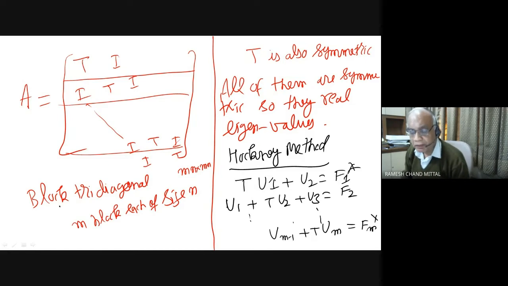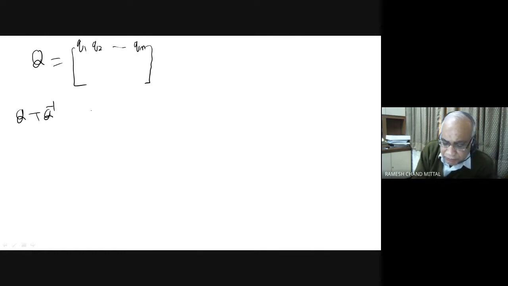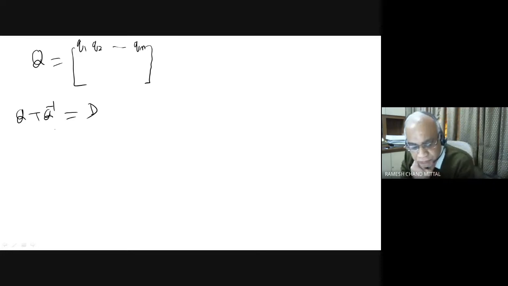This is my system. Now suppose I know the eigenvalues and eigenvectors of T. Then, as you know, the matrix of eigenvectors is denoted as Q, whose column vectors are Q1, Q2, up to Qn. Q is an n by n matrix, Q1 is the first column, Q2 is the second column, and Qn is the last column. They represent the modal matrix, the matrix of the eigenvectors. Then Q T Q inverse will be a diagonal matrix, and the diagonal entries are nothing but the eigenvalues of the matrix, right?